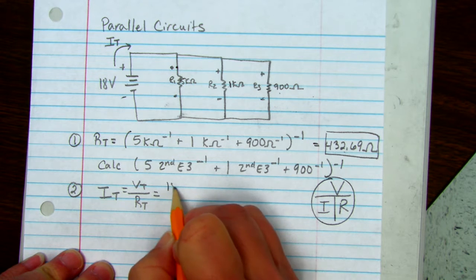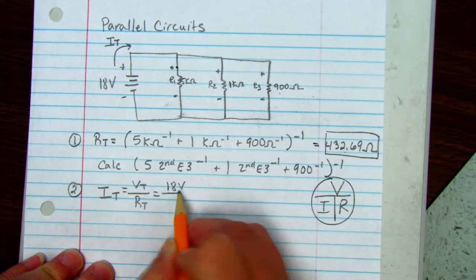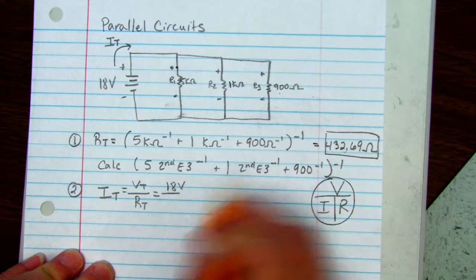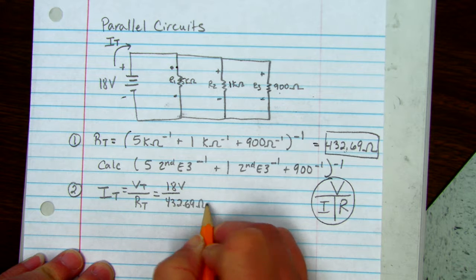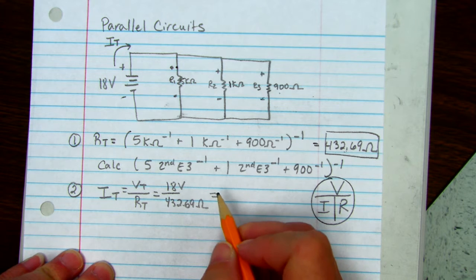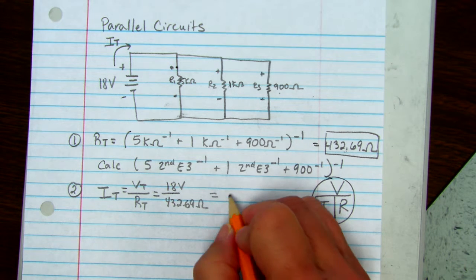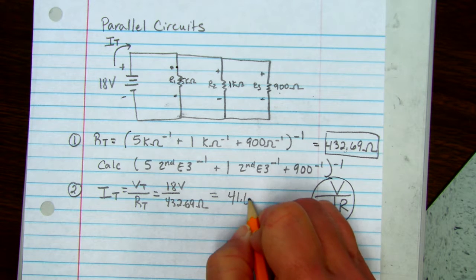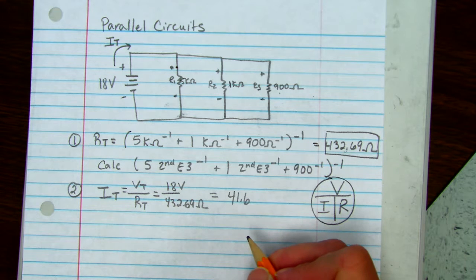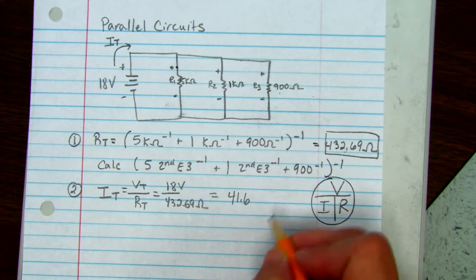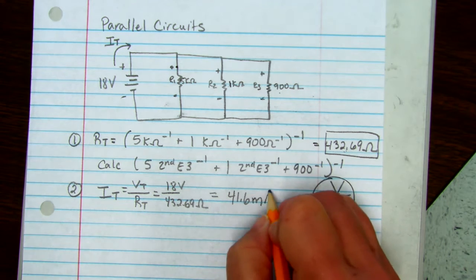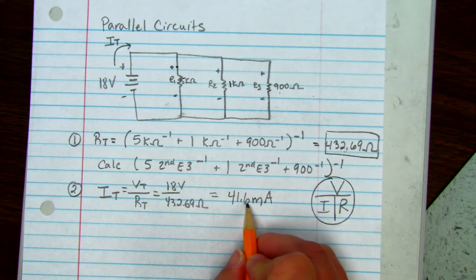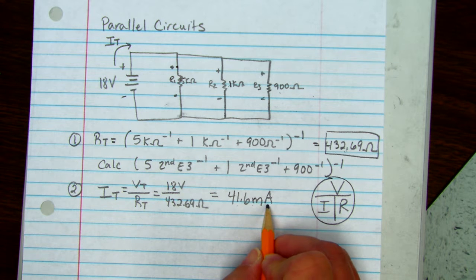My total voltage is 18 volts. My total resistance, I just calculated, it's 432.69 ohms. When I put that in the calculator, I get 41.6, and it'll say E negative 3. That E negative 3 means milli. The correct unit for current is amps, so it'll be 41.6 milliamps.